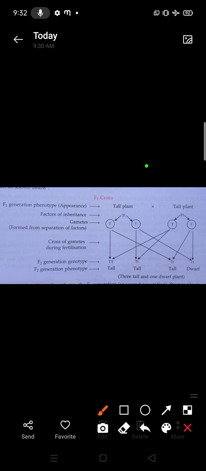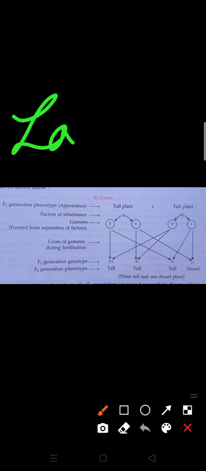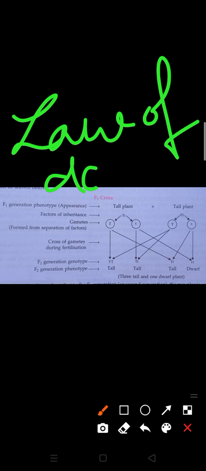So here we will discuss the law of dominance. I have taken two plants of the same kind with one character. One plant is of tall character and one plant is of dwarf character. Okay, that much is clear. So they both are known as the parent plants.